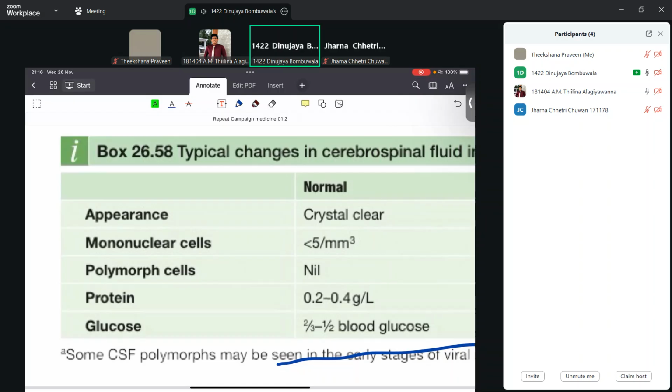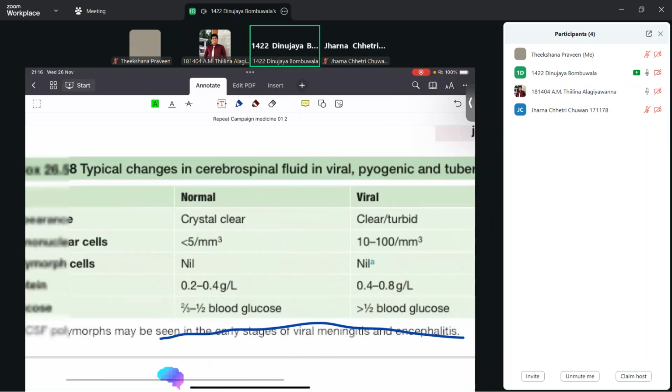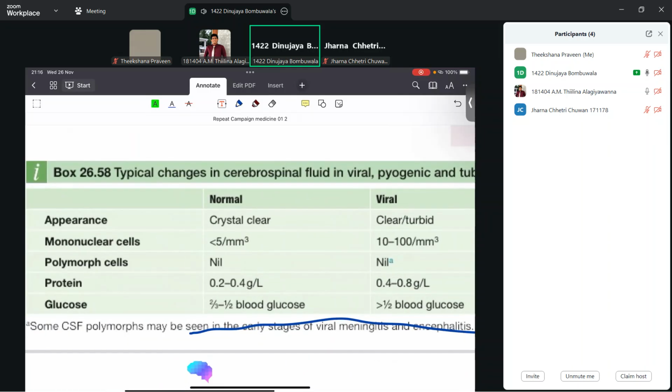In viral meningitis, the appearance is more or less the same. Mononuclear lymphocytes are increased. Polymorph neutrophils are usually not increased, and protein is not much elevated, and glucose is also not much decreased. A slightly increased protein or slightly decreased glucose can be seen.